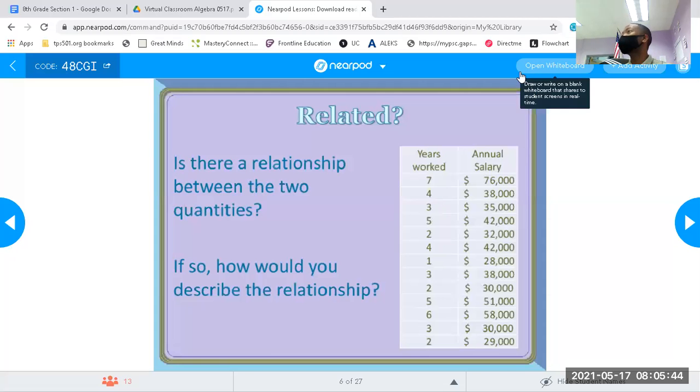If we're talking about the relationship between the two quantities, all we have to really look at and say is, for every year you work, you make more money. I was going to say that, but I want to let other people get it. So the first year you work, you get 28,000. Then the 7th year you work, you're at 76,000. We could say that the more years you've worked, the more your salary increases.